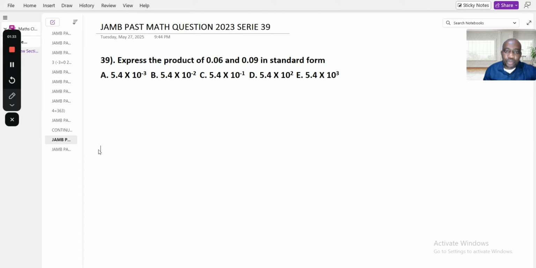Express the product of 0.06 and 0.9 in standard form. What you just need to do is multiply 0.06 by 0.09. What is it going to give us? 0.06 multiplied by 0.09. It's going to give us 3.